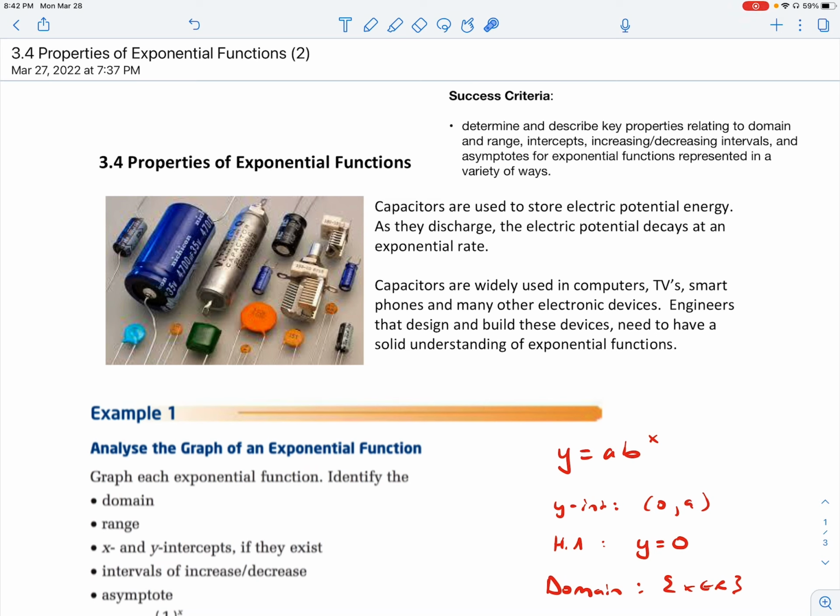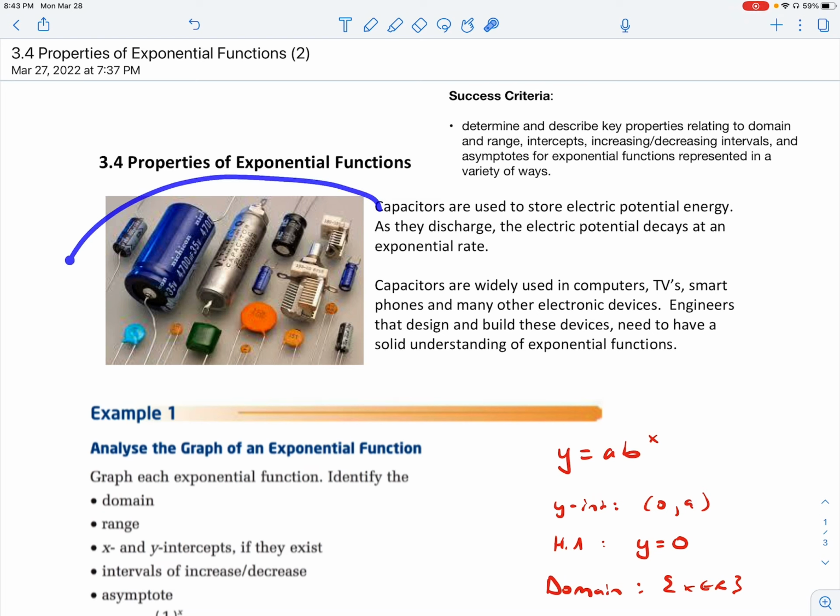Okay, let's begin with a little bit of context. You can see here in this picture, we have all these little electronic devices. These are actually all called capacitors. Capacitors are used in electric circuits, and basically what they do is they store up electric potential energy. And then once they reach a certain point, they discharge really, really quickly, giving a burst of energy. So they use this in applications like the flash on a camera, in smartphones, TVs, tasers, whenever you need a sudden burst of energy.